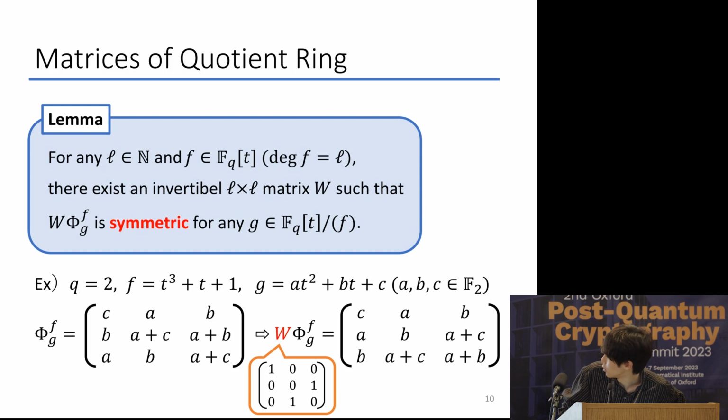And in this example I mentioned before, we can take an L by L matrix W of this form. And by multiplying this from the left side, this W phi becomes a symmetric form like this for any coefficients A, B, C.